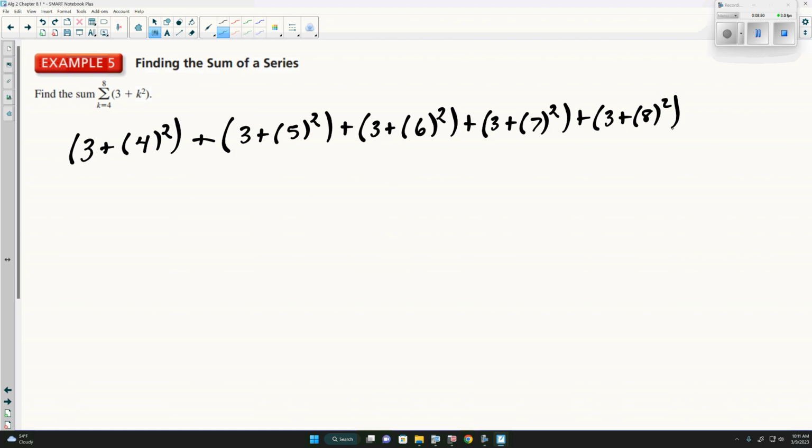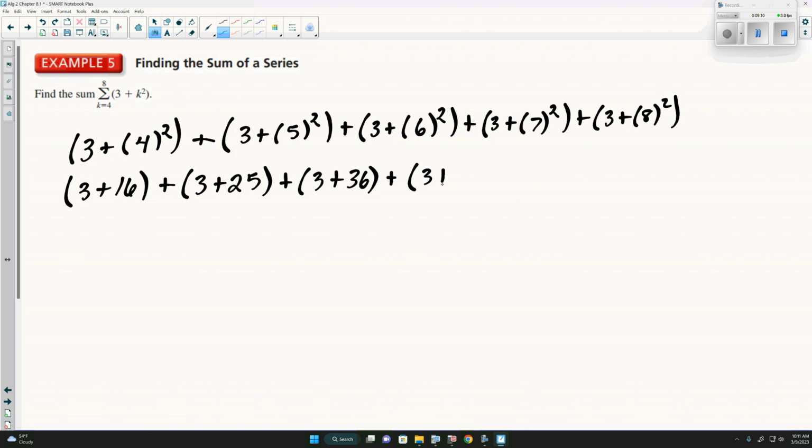Now we just have to add them together. At this point, if we wanted to type all this into the calculator and let it do it for us, we could. So here, if we did this by hand, well, 4 squared is 16. 5 squared is 25. 6 squared is 36. 7 squared is 49. And 8 squared is 64.